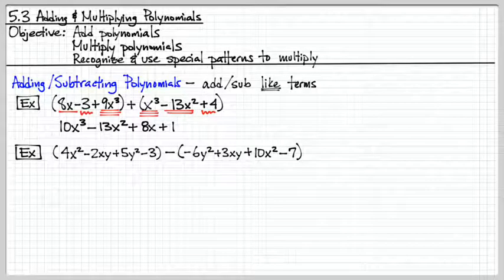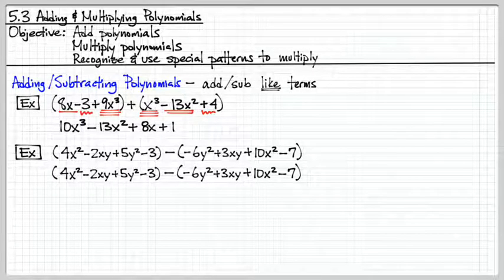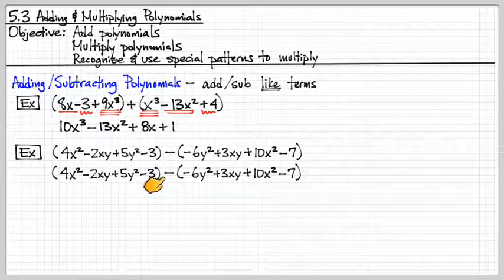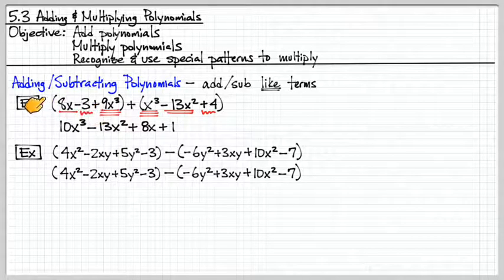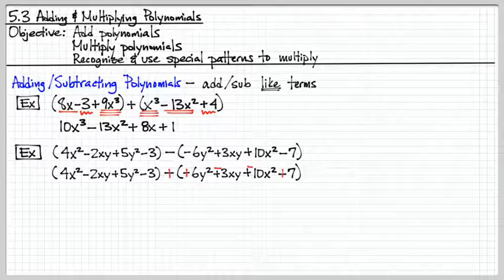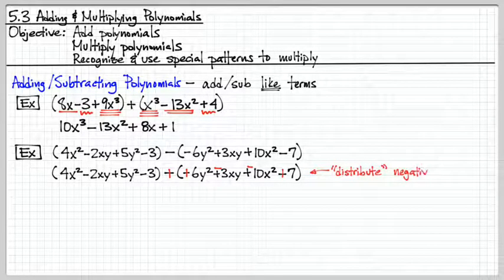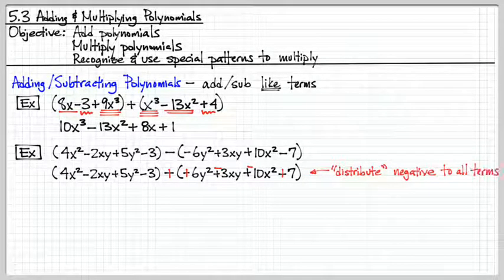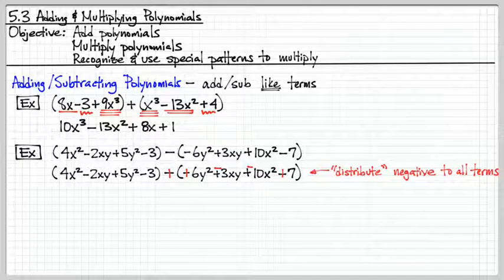So what we do first is turn the subtraction into addition. Remember, subtraction is adding the opposite, so I'm going to turn this into an addition, and then I'm going to flip the sign of every single term in the second polynomial. This is basically like distributing the negative to all the terms, distributing a minus 1 multiplied to each of the terms.